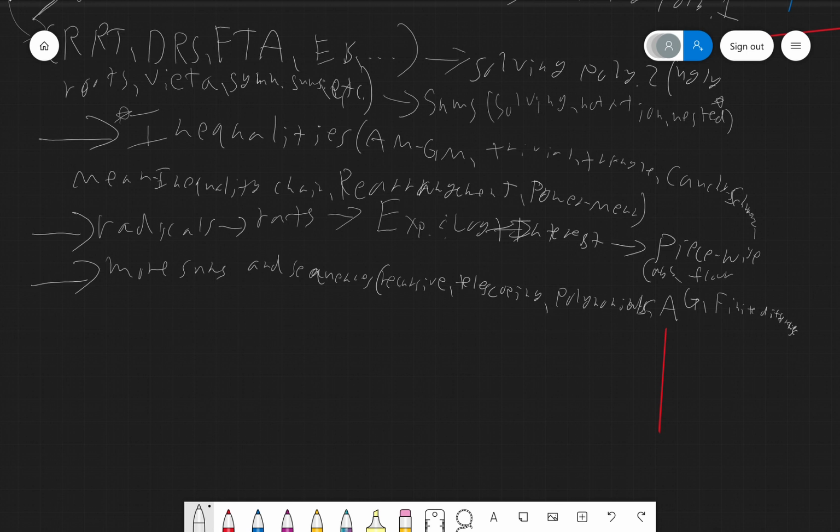floor, ceiling, and others. And we're also going to be graphing them. Then we're going to talk about more advanced sequences and series, like recursive ones, telescoping, polynomials, arithmetico-geometric series, and then we're going to talk about finite differences at the end of this.